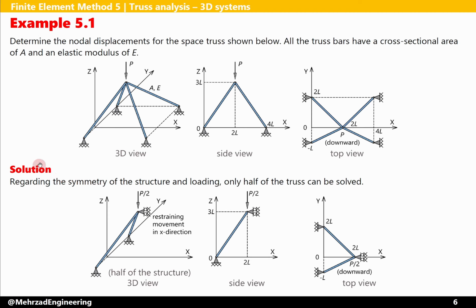To solve this problem, we could consider the symmetry of the structure and only half of the truss can be solved. So here we have a 3D view for half of the structure under P divided by 2 force, and we have a side view and top view for this half of the truss.